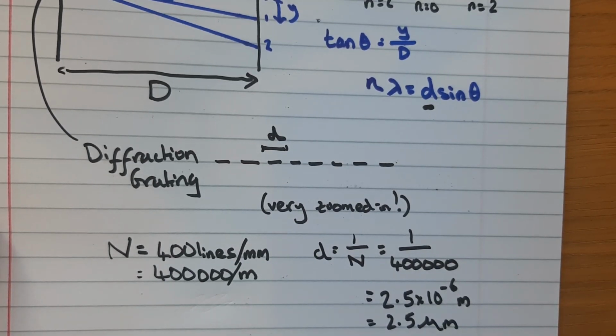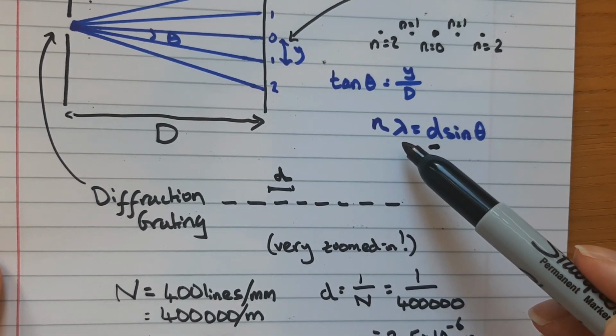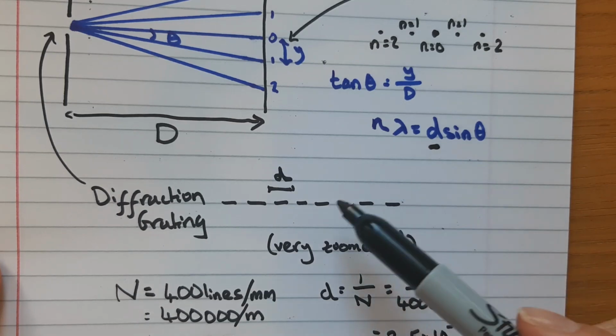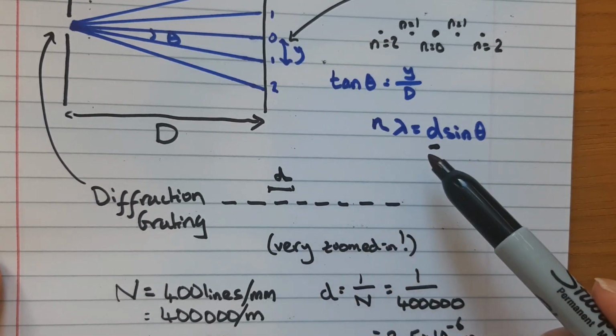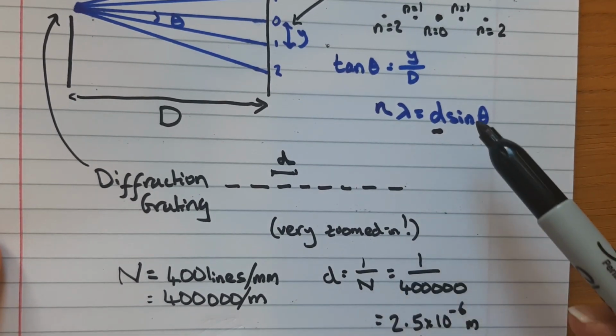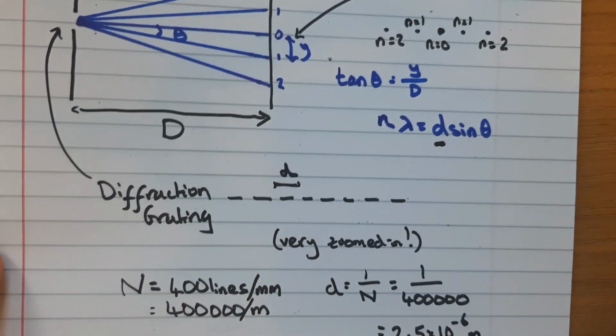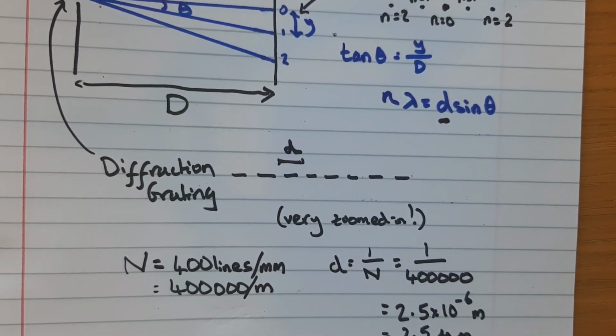That is everything we need to know to understand the formula. So n is the order number, lambda is the wavelength of the light, d is the spacing between the slits of the diffraction grating, which we can calculate from capital N, and theta is the angle between the 0 line and the first line. I'm now going to do some problems.